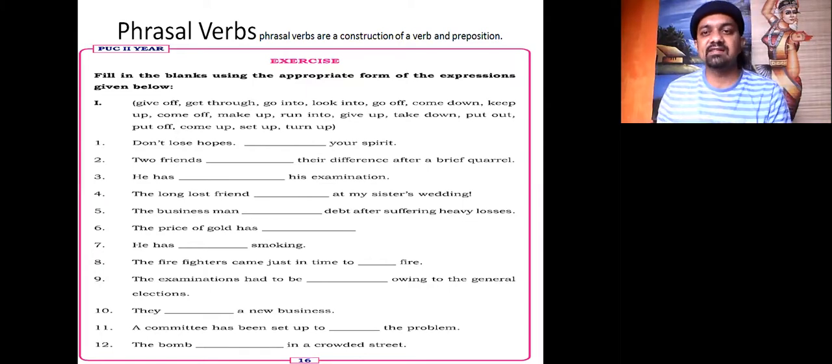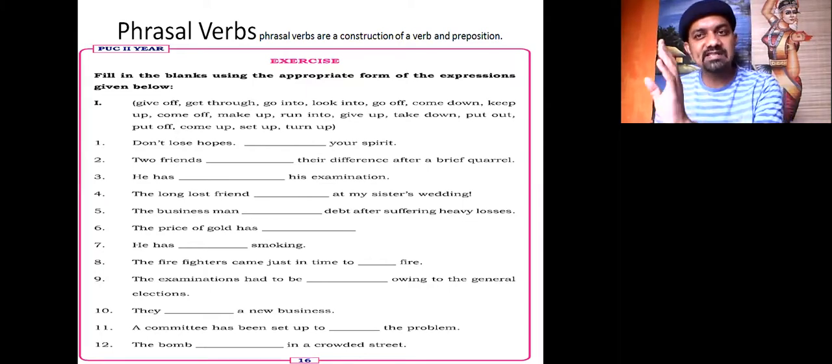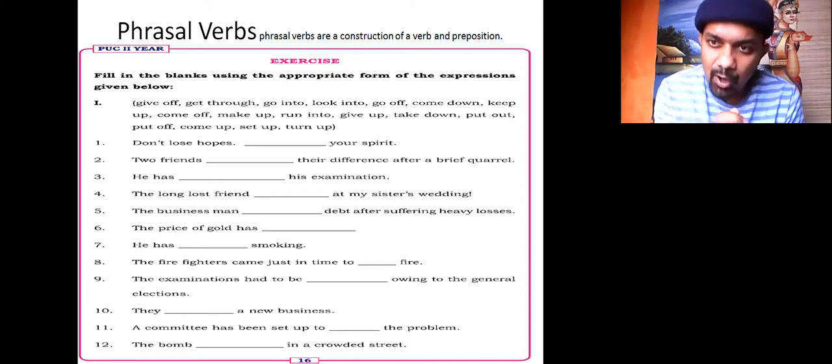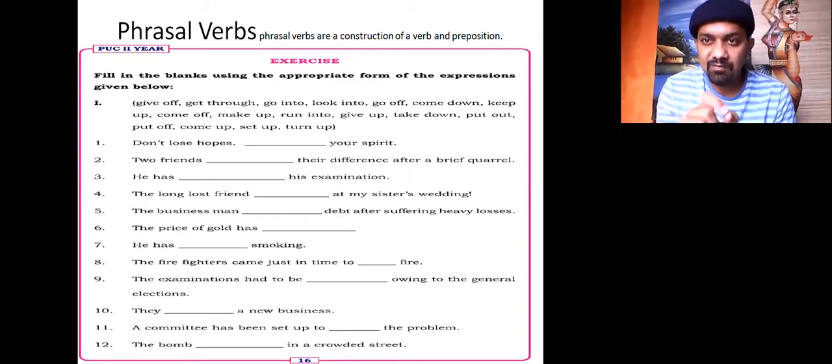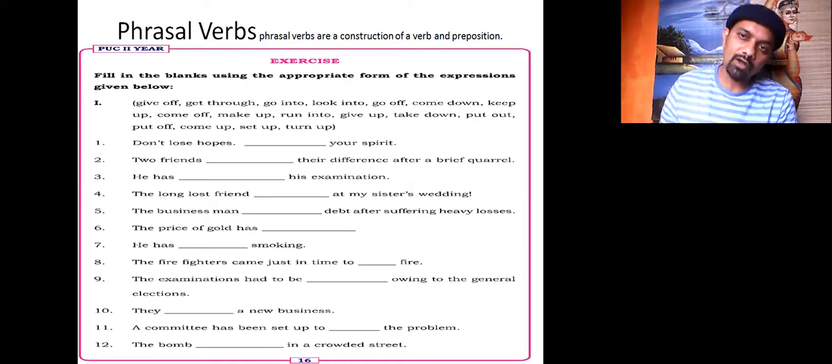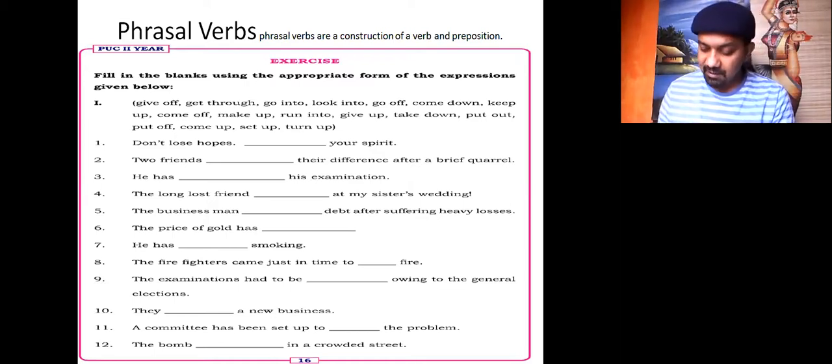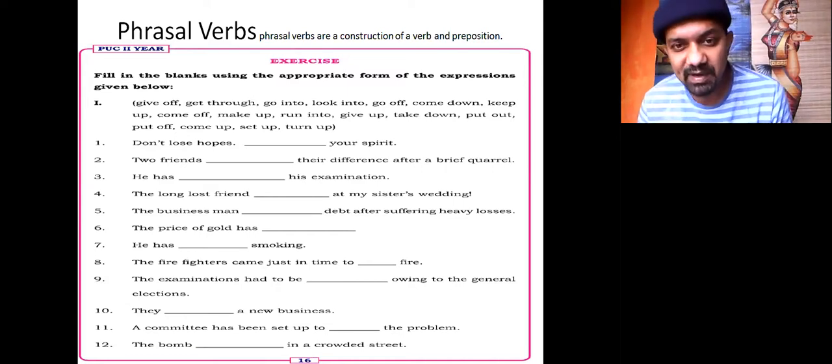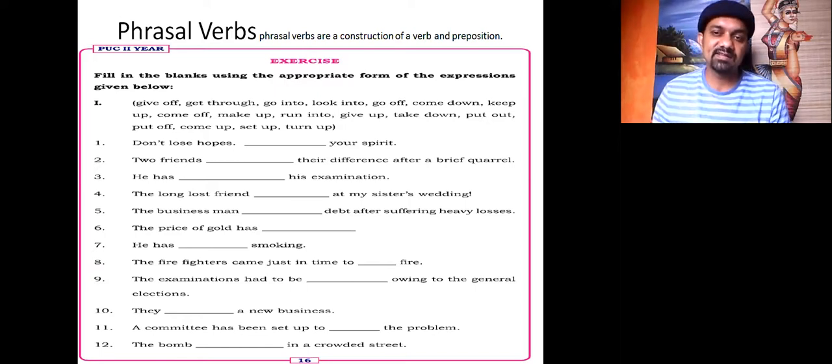The third one, he has got through his examination. I hope you are making note of the phrasal verbs to be filled in the blanks. I'm reading the third one. He has got through his examination. Fourth, the long lost friend turned up at my sister's wedding.